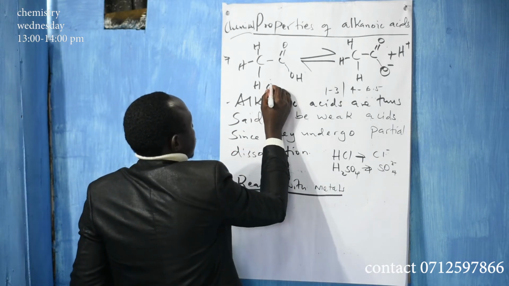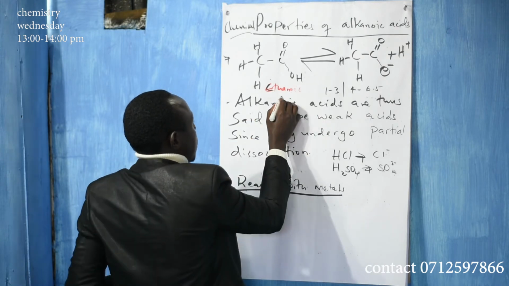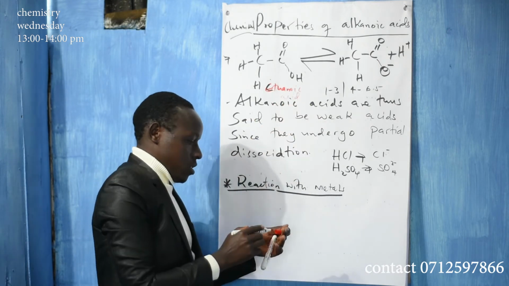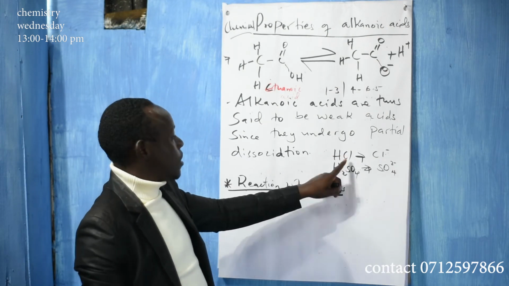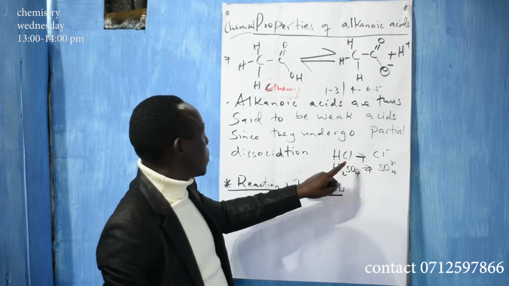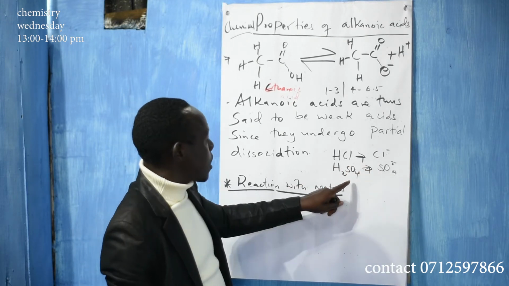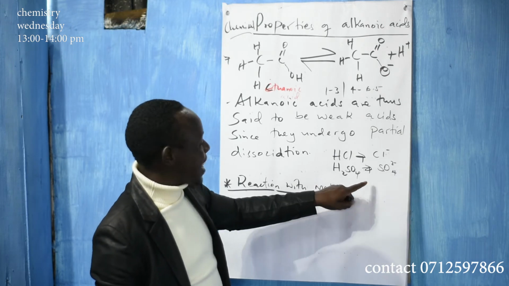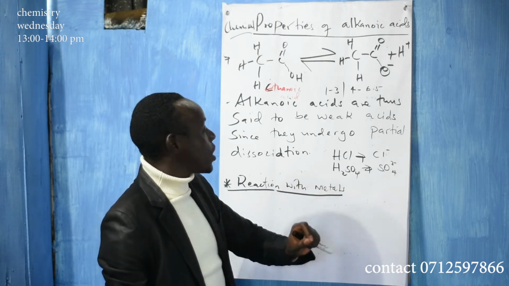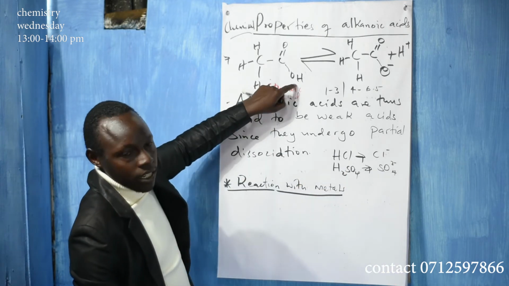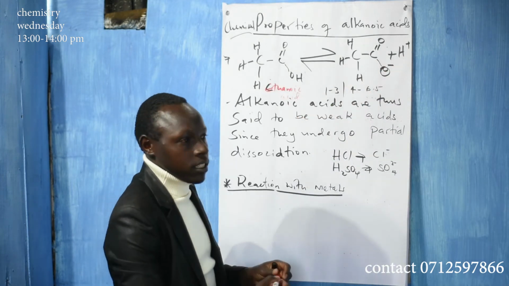This is ethanoic acid. You remember the other time we said hydrochloric acid gives chloride ions, sulfuric acid gives sulfate ions, nitric acid gives nitrate ions, and carbonic acid gives carbonate. So this one is ethanoic, and when it loses the hydrogen, it is called ethanoate.